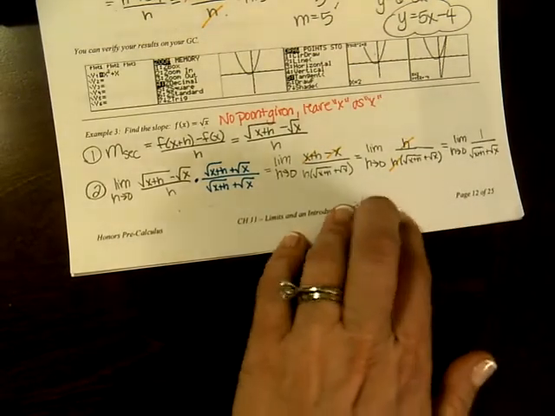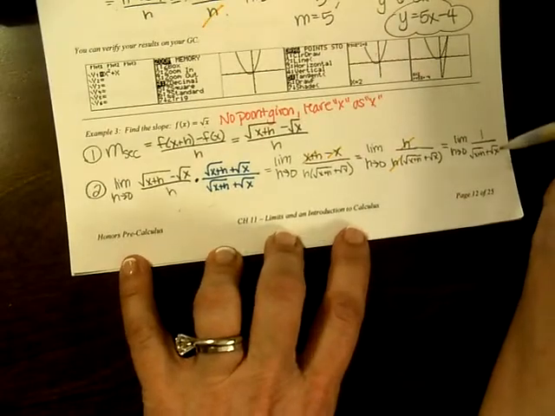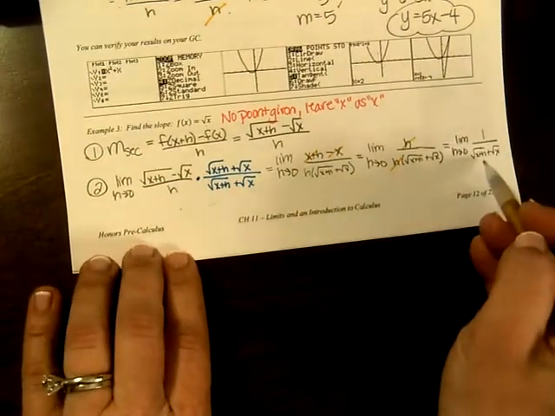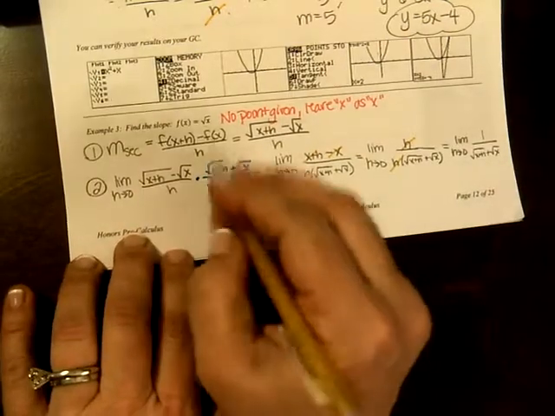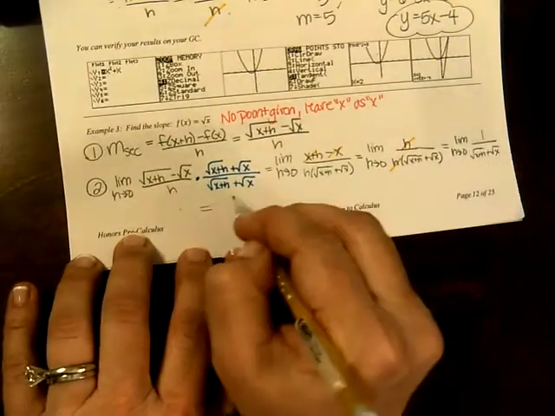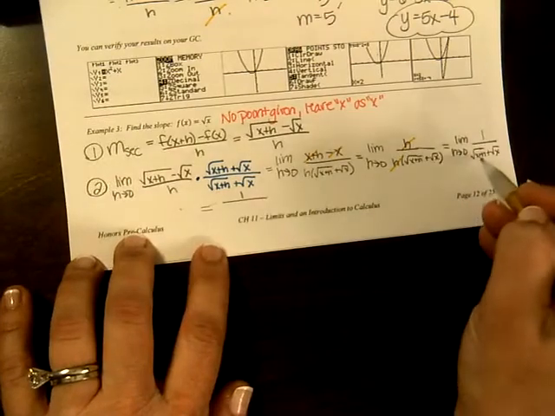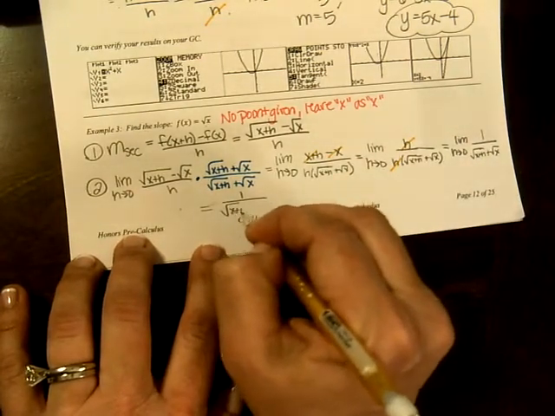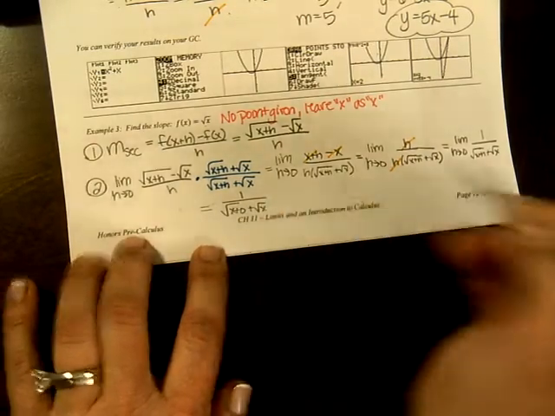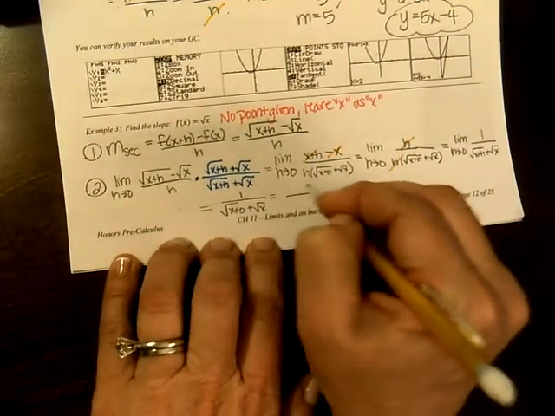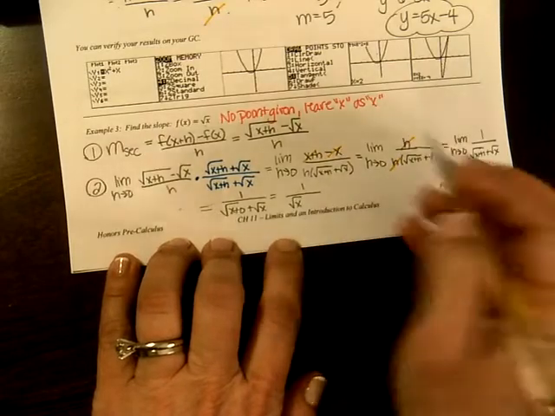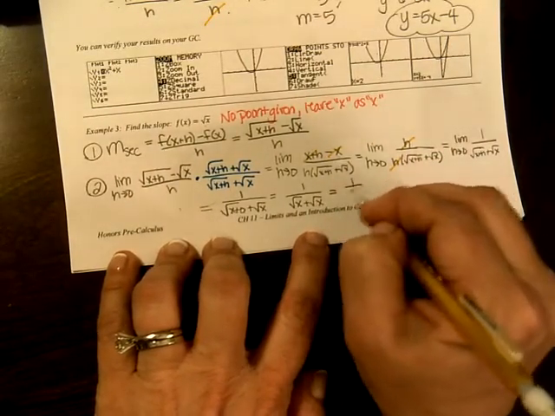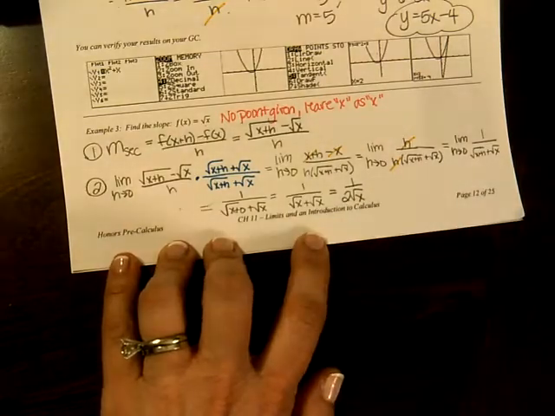By rationalizing the numerator, we were able to get this into a form where now we can use direct substitution, because now we don't get a denominator of 0. So if I put 0 in, then I end up with the square root of x plus 0 plus the square root of x in the denominator. So that's just 1 over root x plus root x, and that is 2 root x down there.